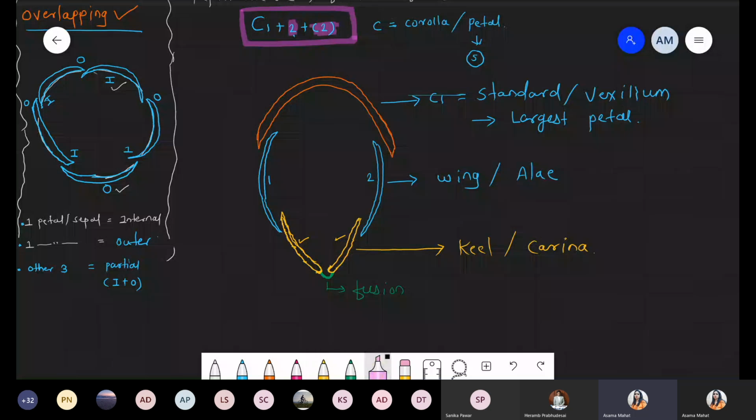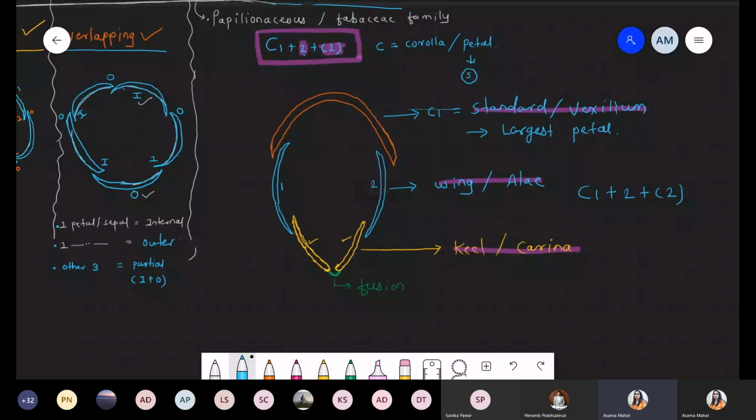So 3 standard names. Number 1 is the standard, also called the vexillum. Number 2 is the wing, and number 3 is the keel or carina. That's why we are representing this situation as C 1 plus 2 plus 2, but in bracket. Got this point? How to read a symbol and how to represent a diagram with the help of symbols.